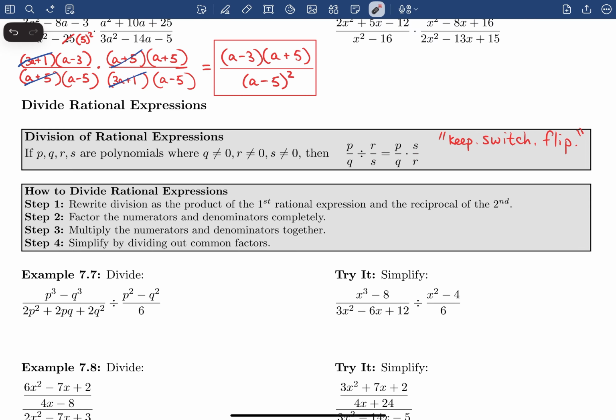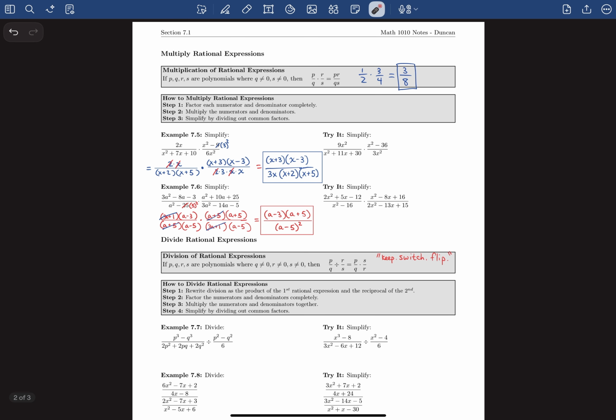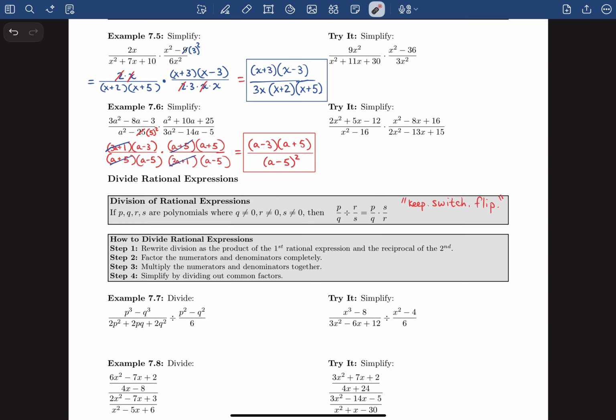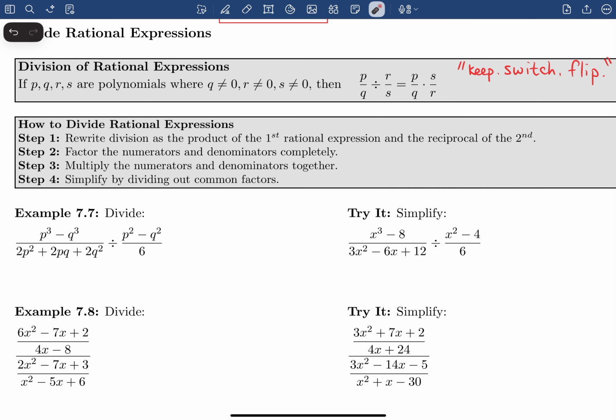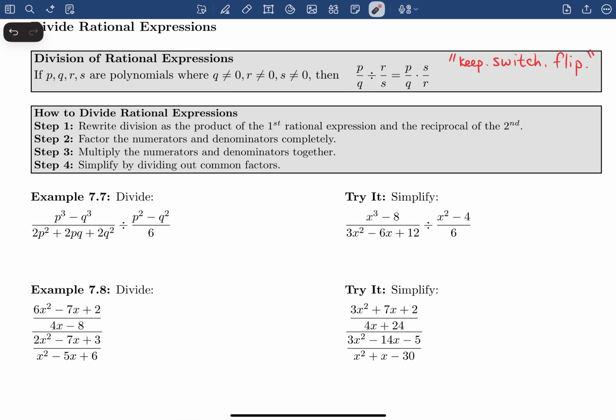And by doing that, the division problem becomes a multiplication problem, which we already know how to do. We always turn division problems back into multiplication problems because we already know how to do those. Let me show you some examples of that happening. But first, here's a quick 4-step process on how to do this.